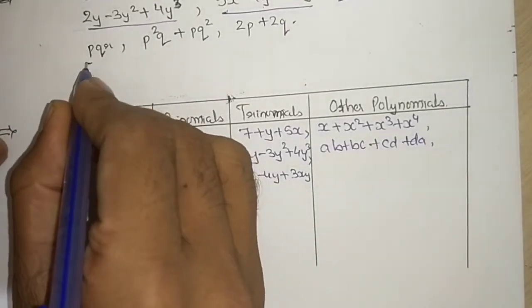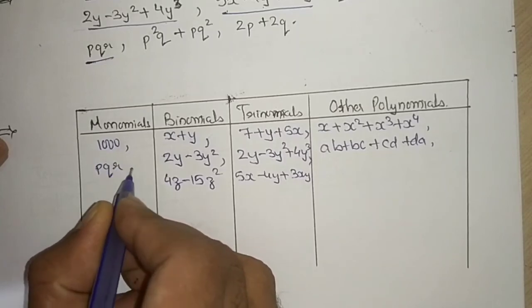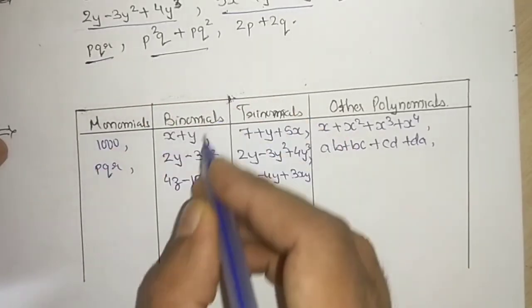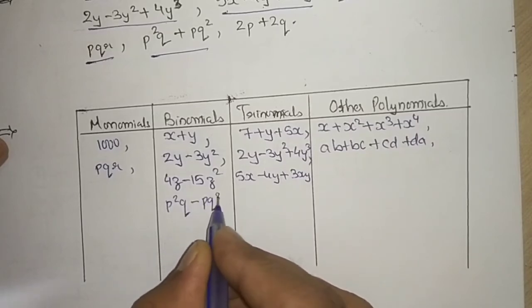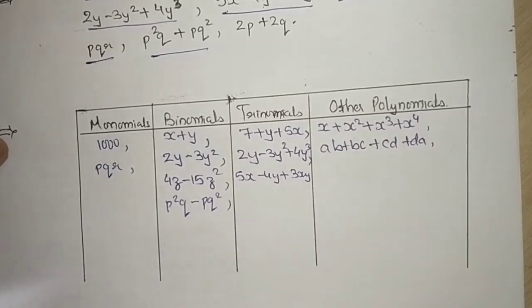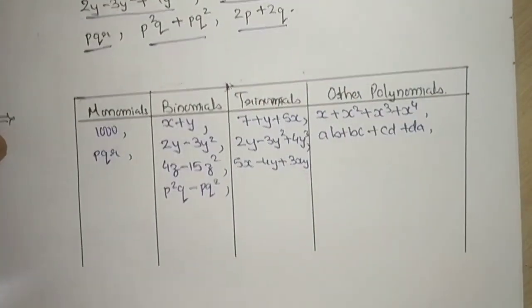Moving to the next expression, here it is one term, so we will place it here, pqr. Here it is two terms, so p square q minus pq square will be placed in binomial. Again this is two terms, so it will be binomial.